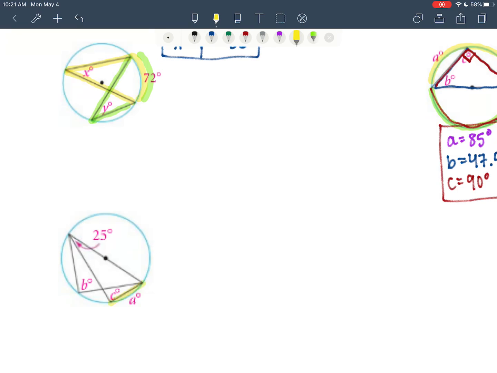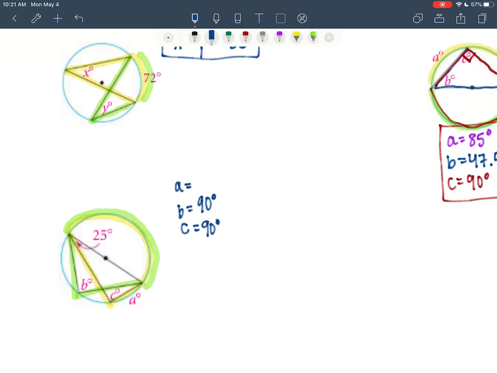I've got angle C that is capturing a semicircle. I have angle B that is capturing that same semicircle. C and B are going to be equal measures. Since they capture a semicircle, their measure is 90 degrees.